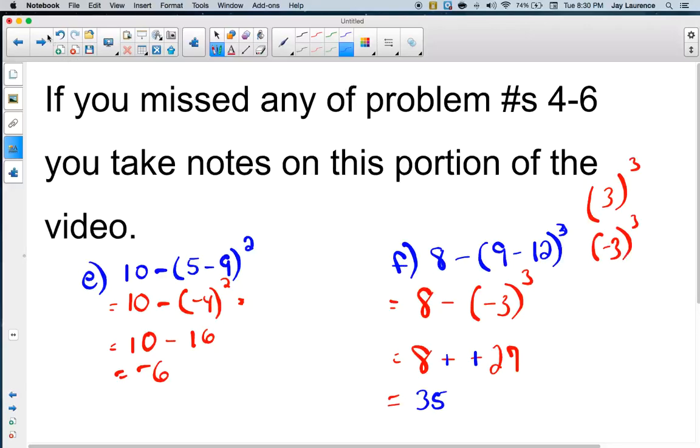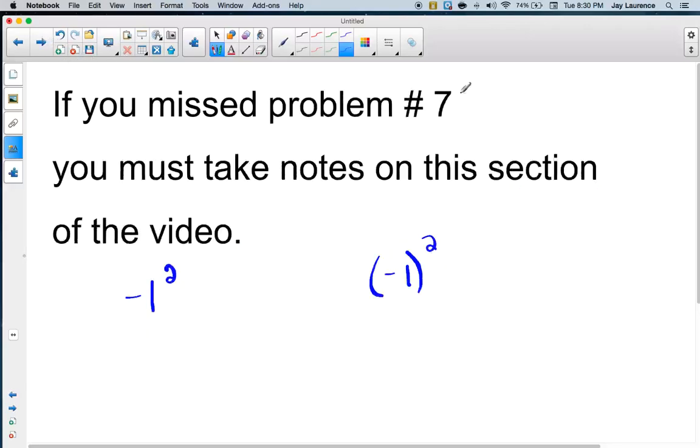Okay, so moving on to the next part of the video. If you missed problem number 7, and many of you missed this, I'm sure, you must take notes on this section of the video. Okay, here I have a -1 with an exponent of 2, and here I have a quantity of -1 with an exponent of 2. The real question is, are they the same thing? Are they equal to each other?